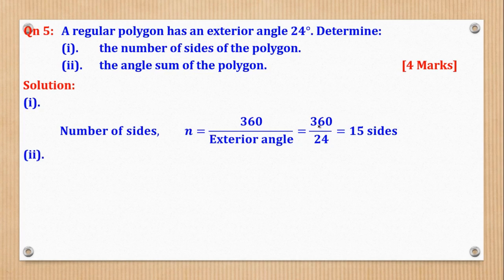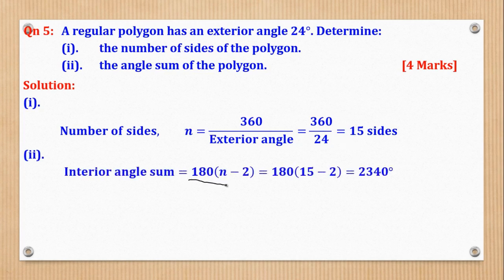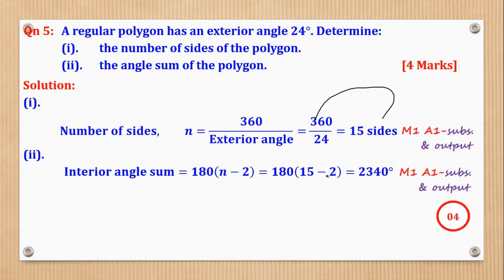Then also the angle sum of the polygon. Angle sum is given by the formula 180 in brackets n minus 2. We already know the number of sides, so we shall substitute where there is n, we put 15. And in the end, we shall come up with 2340 degrees as the interior angle sum. So substitution, output, each gets a mark.